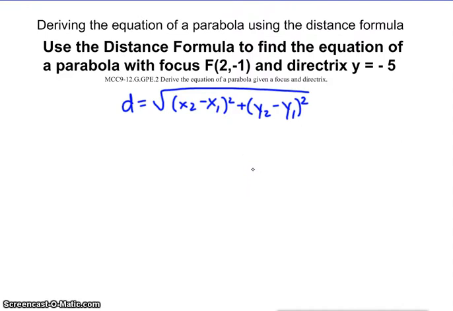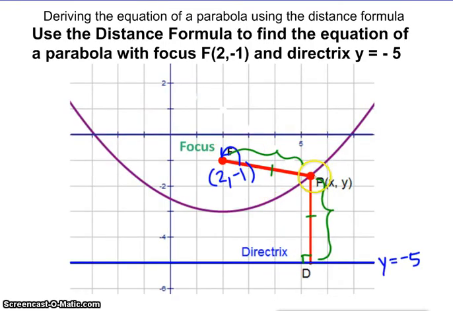Alright, so here you'll see that we have a very large blank space. This problem will take us a length of time. Usually when you see the word derive, it will take us a while. So what we have here is the distance formula, okay? And what we're going to do is we are going to look at the distance from the focus to P and P to the directrix.